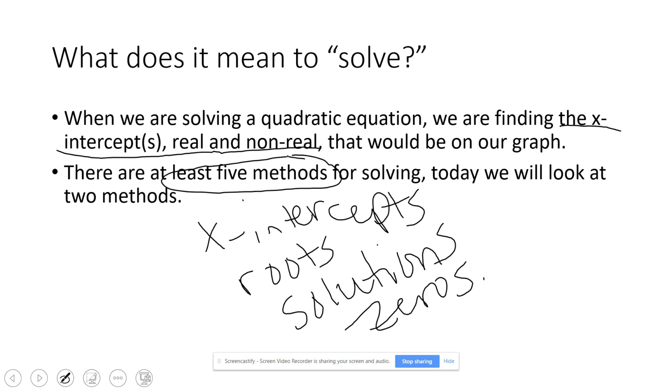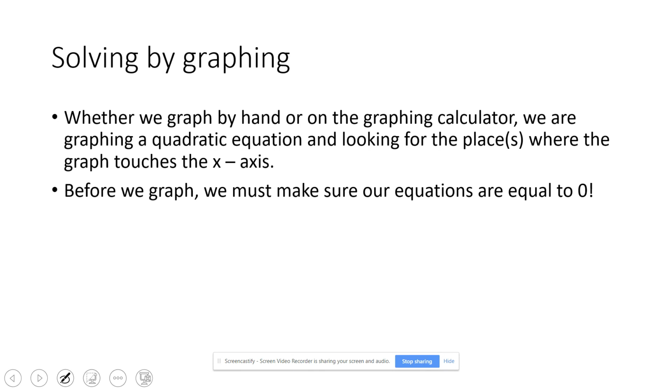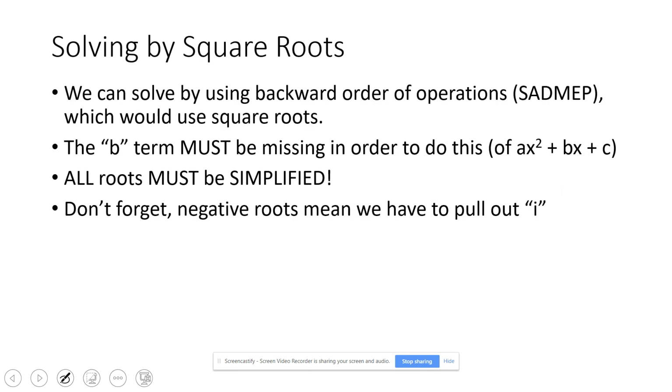There are at least 5 methods for solving. In this section, we're going to talk about 2 methods, but for tonight, we're going to skip the solving by graphing and work on that together tomorrow. I want to head right on over to the back side of the first page and talk about solving by square roots.